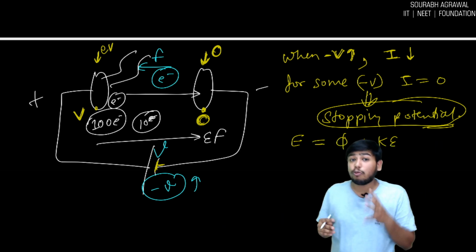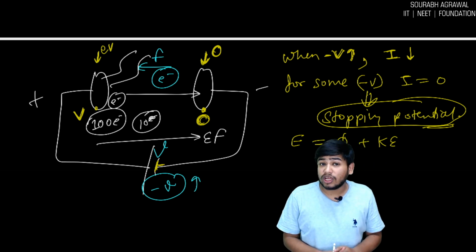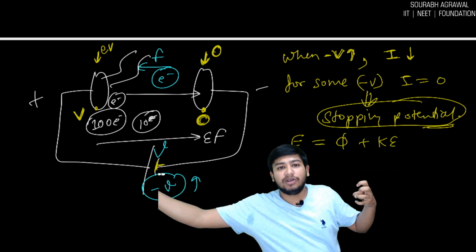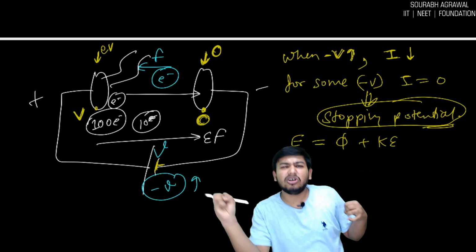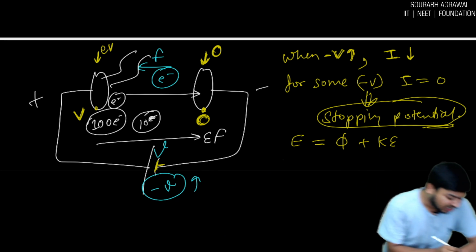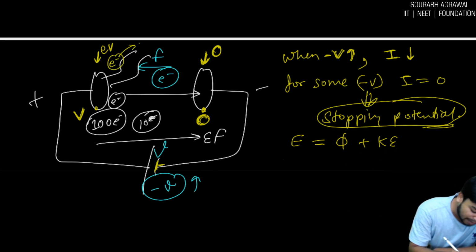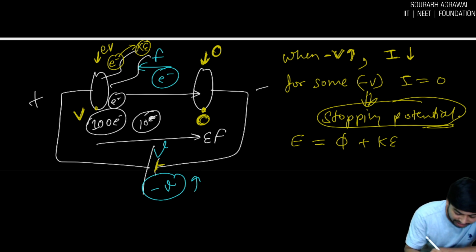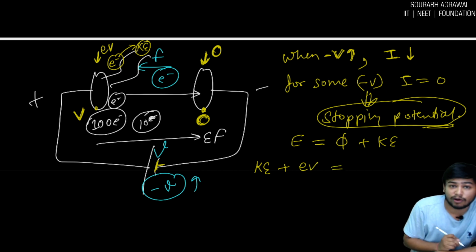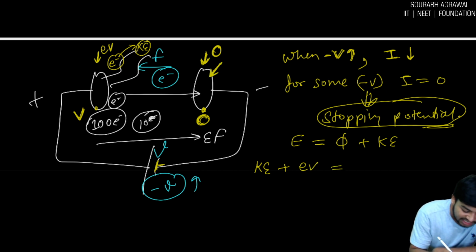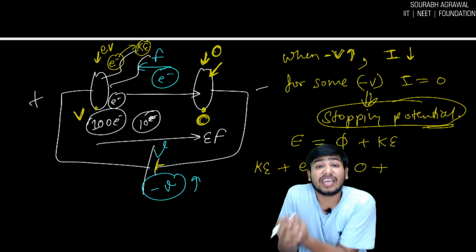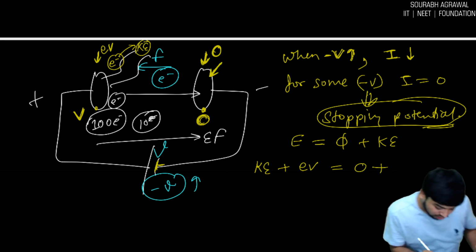What are we calculating? Stopping potential. Stopping potential means the electron that has the maximum kinetic energy is just not able to reach, or is just reaching. Are you getting my point? So this electron has maximum kinetic energy. At this point the kinetic energy is Ke plus the potential energy is eV. Now at the final destination, the potential energy is 0, and what we want is that its kinetic energy will also become 0.